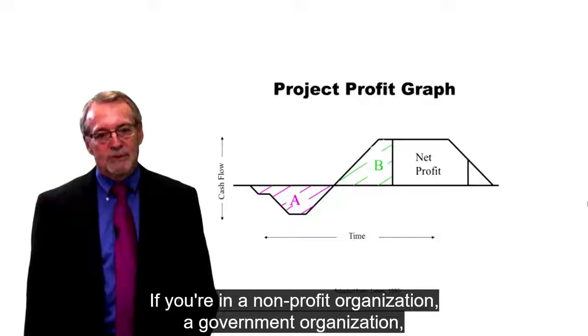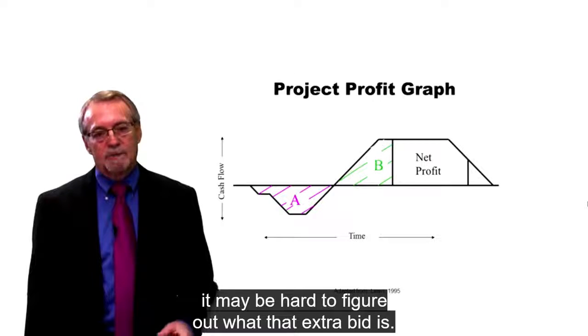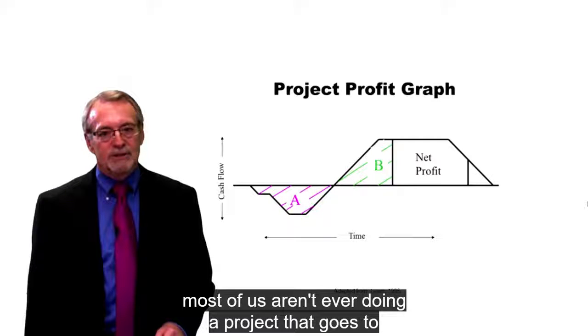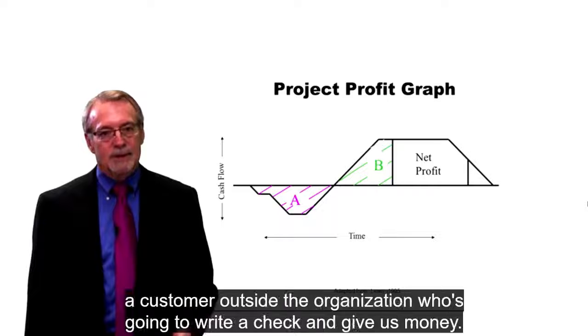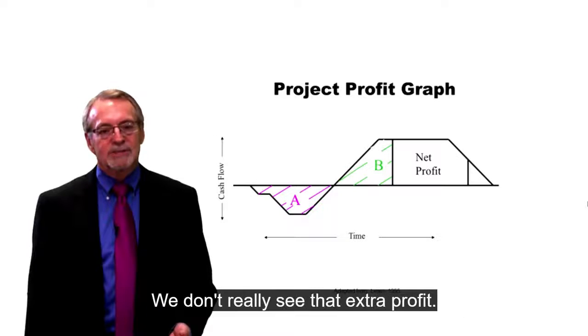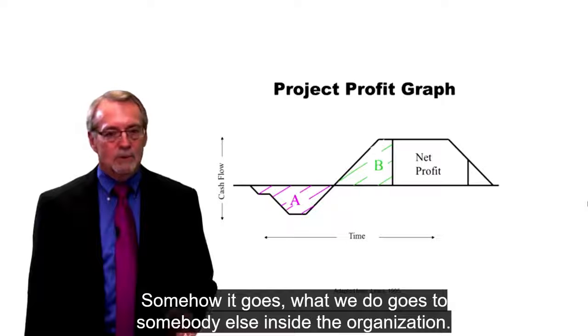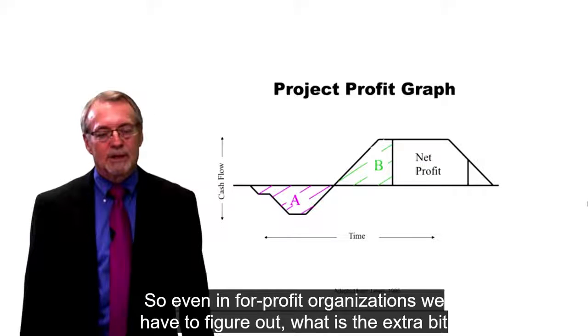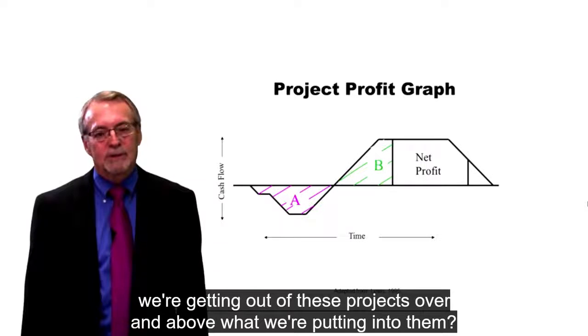If you're in a nonprofit organization or a government organization, it may be hard to figure out what that extra bit is. Also, if you're in a for-profit organization, most of us aren't ever doing a project that goes to a customer outside the organization who's going to write a check and give us money. We don't really see that extra profit. Somehow what we do goes to somebody else inside the organization. So even in for-profit organizations, we have to figure out what is the extra bit we're getting out of these projects over and above what we're putting into them.